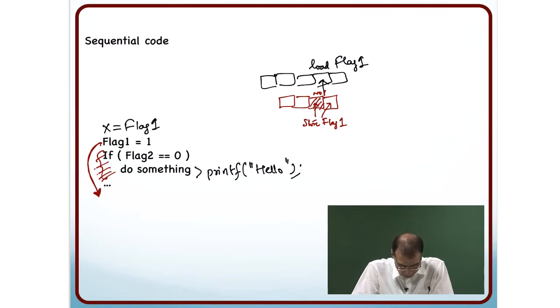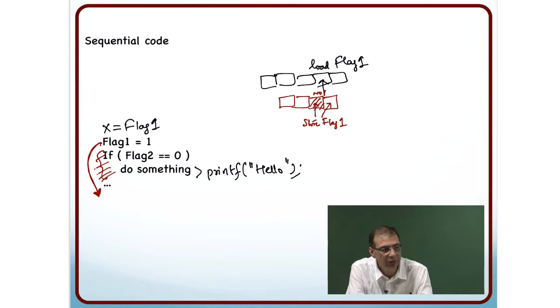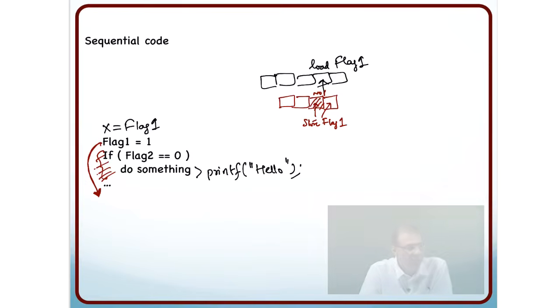You need these kinds of optimizations, otherwise your code will run very slow. These optimizations help your code run much faster. There are loads of things that they do, like loop unrolling and various other things. So as far as the sequential code is concerned, I can safely move this flag 1 equal to 1 instruction later and nothing will be disturbed. The output of the program will still be the same.